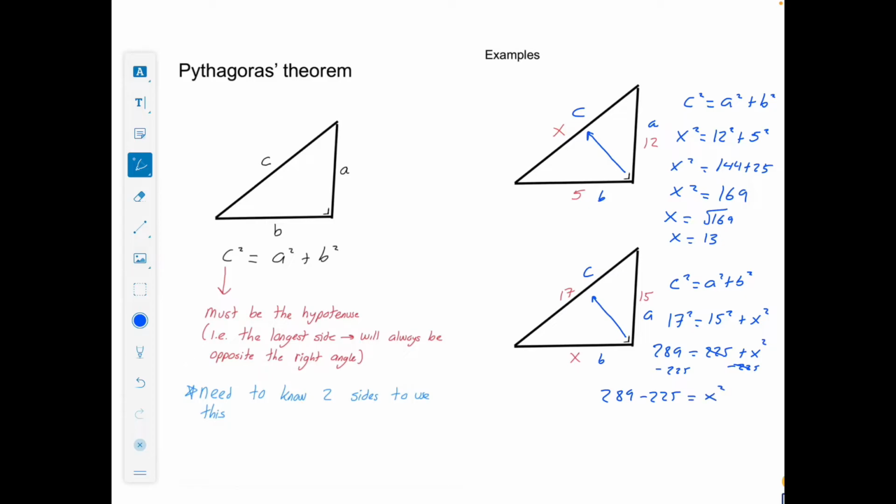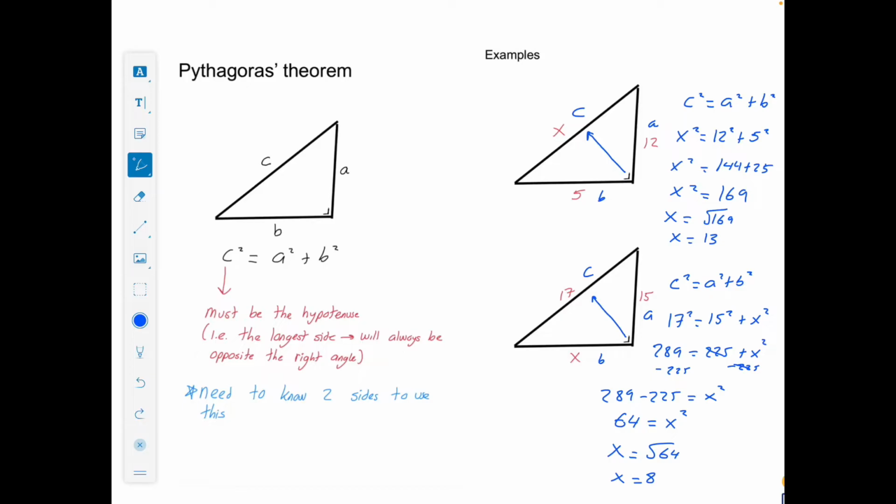I'm going to tidy that up a bit. So 289 minus 225 into my calculator gives me 64 is equal to x squared. And now we're back again, we should know what to do from here. To get rid of a square, you just get the square root. So x is equal to the square root of 64, so x is equal to 8. Again, that makes sense in the context of the question to have sides of 17, 15 and 8. Now that may not be drawn very well to proportion, but it still sounds like a believable answer.